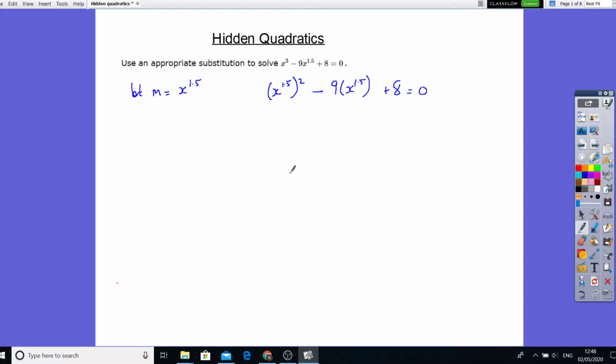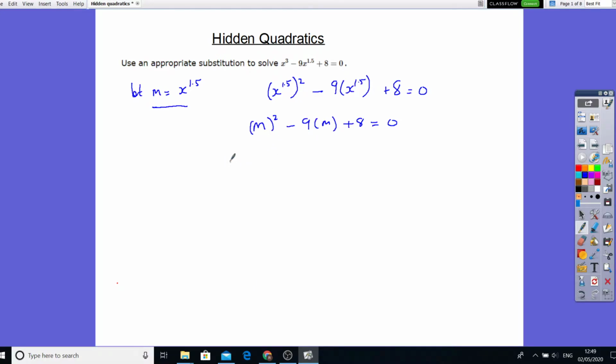Once you've got it in that form, you can sub in m for x to the power 1.5. So we get m squared minus 9, replacing that x to the power 1.5 with m, plus 8, equals 0. Obviously this is not the only way you could solve this, but it's one of the methods. As long as you get the answer, happy days.